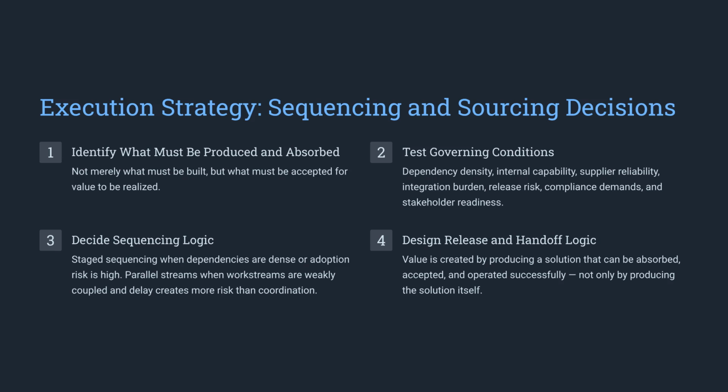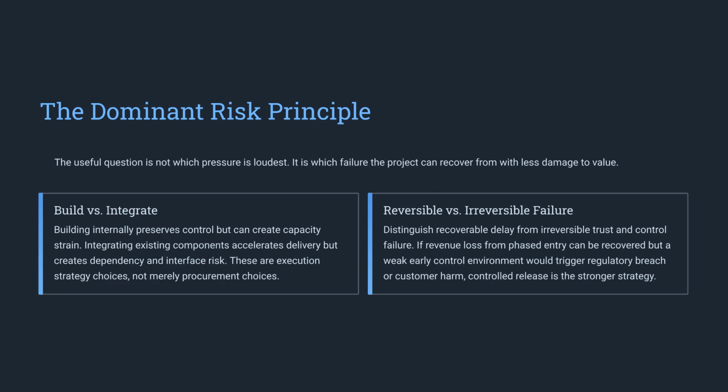Start by identifying what must be produced and accepted. Then test your governing conditions before finalizing release and handoff logic. Finally, apply the dominant risk principle. Always ask which potential failure would result in the least recoverable damage to value, helping you decide whether to build, integrate, or control based on potential long-term consequences.